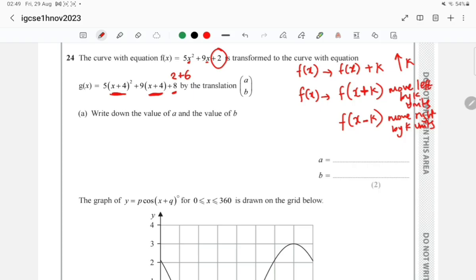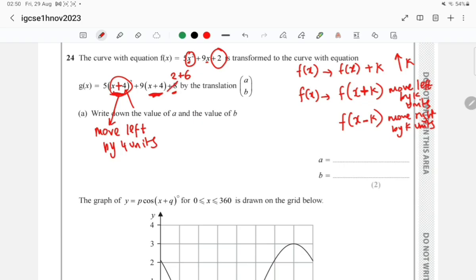So here we can see that the function x became x plus 4. So what is happening over here? If I had f of x equal to x and it became f of x plus 4, it means that I need to move to the left. Remember, it is the reverse. So if it is a plus, it means you're moving to the left. By how much? By 4 units.